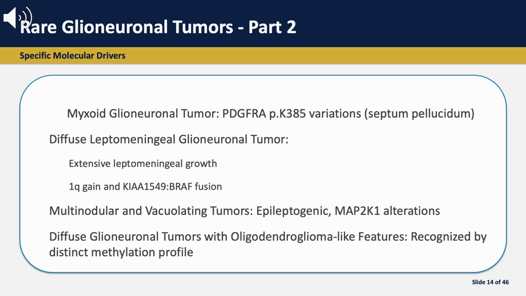Diagnostic molecular features include gain of chromosome arm 1q and KIAA1549::BRAF fusion, although other MAPK drivers may be found. Multinodular and vacuolating tumors are epileptogenic hamartomatous lesions characterized by frequent MAP2K1 alterations. Lastly, diffuse glioneuronal tumors with oligodendroglioma-like features and nuclear clusters are rare tumors that to date can be recognized only by their distinct methylation profile.